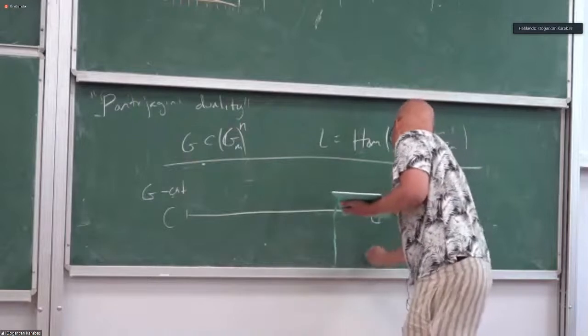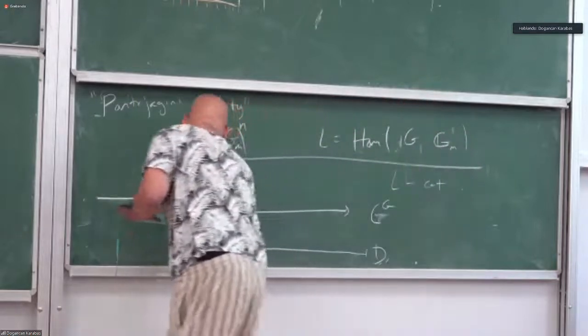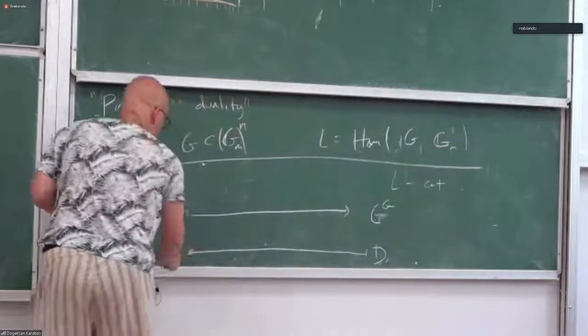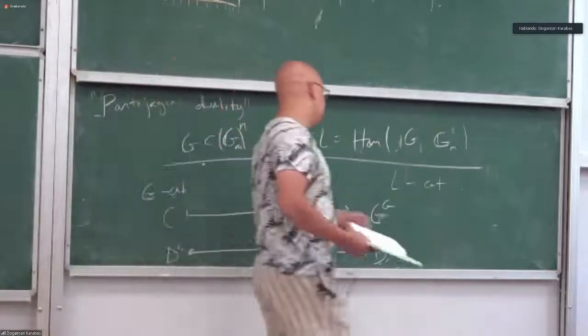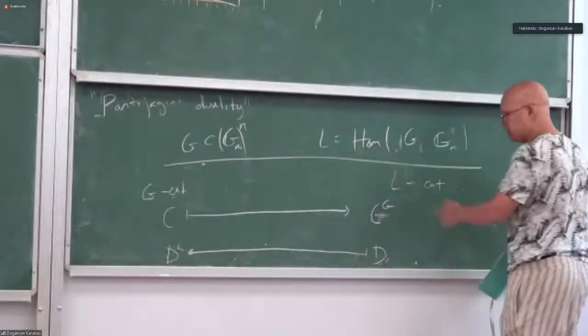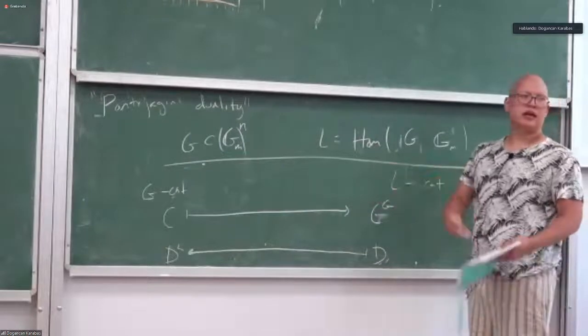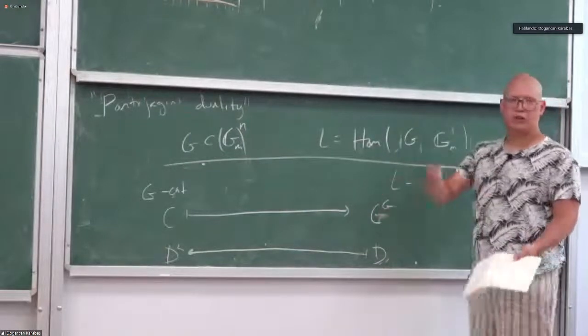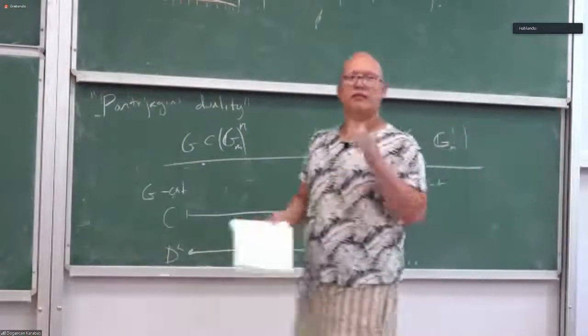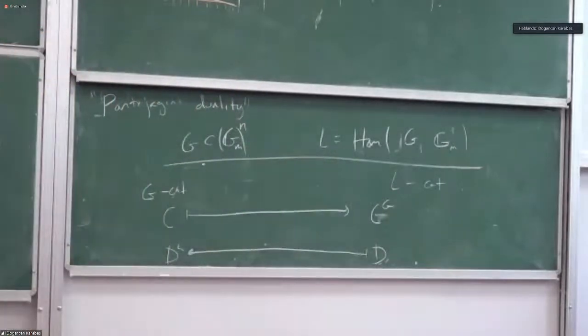And if you have such a category, you can send it to its L invariants. And first of all, it's a true fact, the G invariants of this category have an L action and vice versa. And moreover, it's true, if you do one, then the other, you're back where you start. Which is the general case of this example.